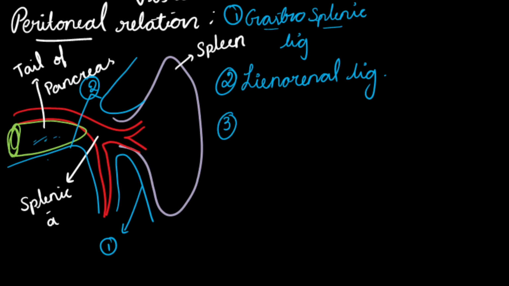Then at last regarding the phrenicocolic ligament. It is very clear from the name that it relates diaphragm and the colon. It is not the attachment of spleen in specific. It mainly supports the anterior end of the spleen. So this is all regarding the peritoneal relation.